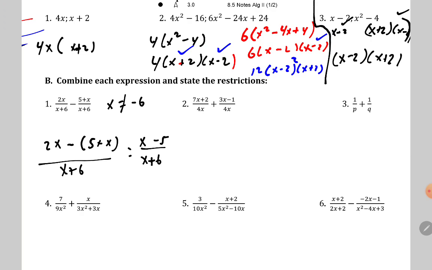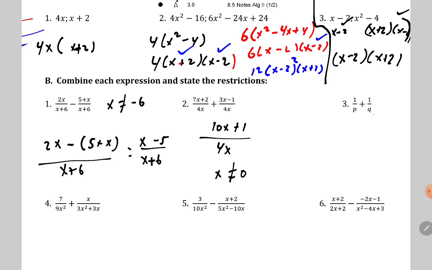Part 2, again, same denominator here, so we just do 7x plus 3x is 10x, 2 plus a negative 1 is a positive 1, and 4x on the bottom. X cannot be 0.